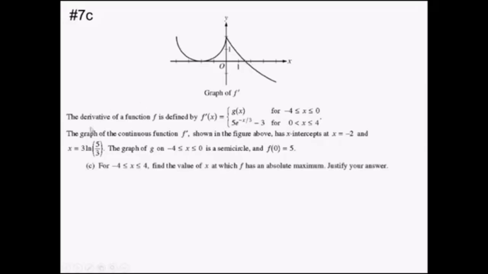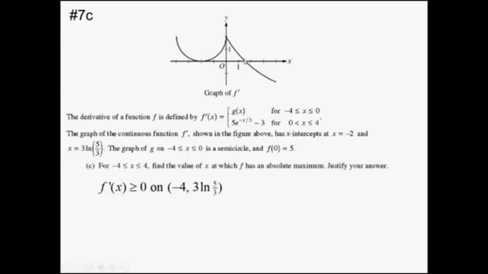This would be 3 ln of 5/3. But those are going to be kind of a pain to plug in. So one way to completely avoid all that work, since we actually only have one local max here, where f prime is changing from positive to negative, we can skip all that by just showing a little bit of sign analysis. So the way I'm going to justify this is that f prime is greater than or equal to 0 on the interval from negative 4 to 3 ln of 5/3.